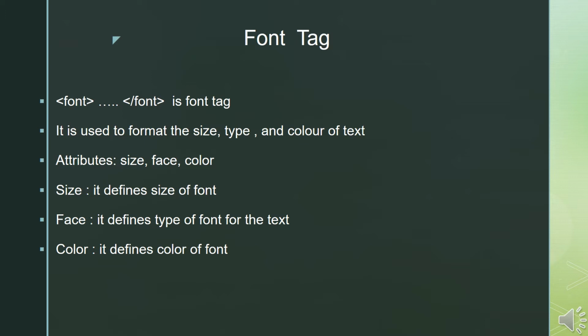That is, you can change the size, and you can change the type, that is, which type of font you want. By default, whatever is displayed on the screen is in the format of Times New Roman, so you can change the type of font and the color of the text according to your requirement. The font tag can be used with three different attributes: the size attribute, the face attribute and the color attribute.